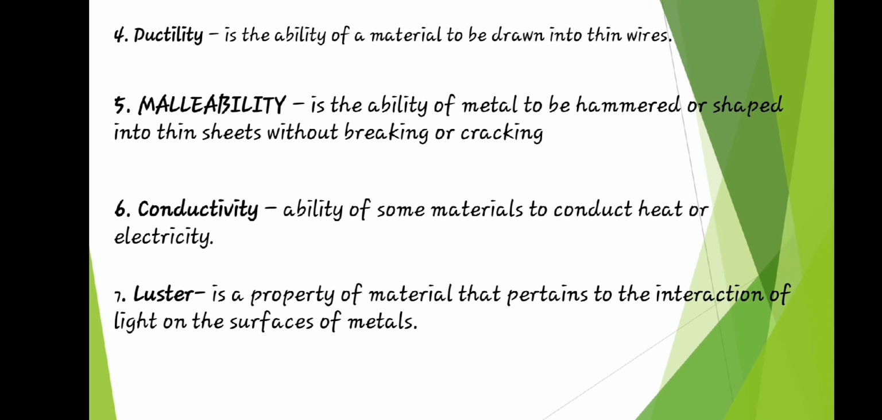Okay, so now let's proceed to another physical property, another way of describing materials, which is luster. Luster is a property of a material that pertains to the interaction of light on the surface of a metal. So how can we identify luster? Literally, we can identify luster by how the surface of a material reflects light.